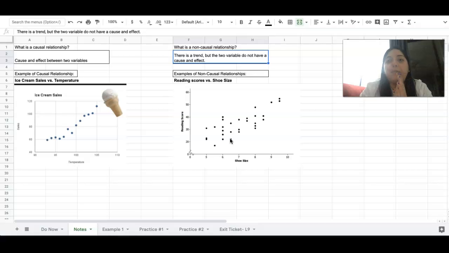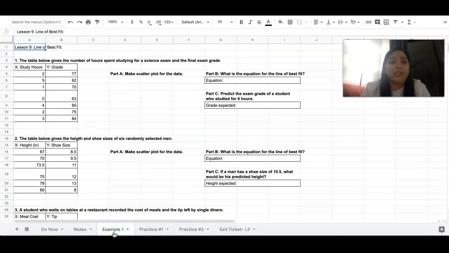So that's why you'll see it's a controversial issue, study time and your grades in school, because a lot of people can say that's a causal relationship and a lot of people can say that's a non-causal relationship. But just to be clear what a causal and a non-causal is. So let's go ahead and go into the work today.